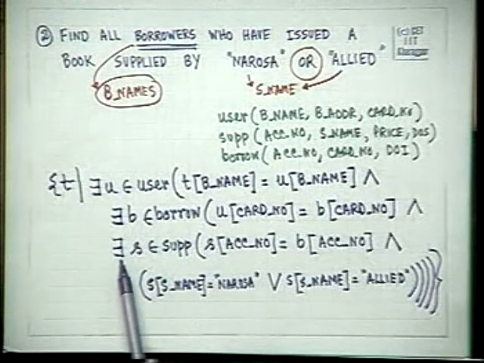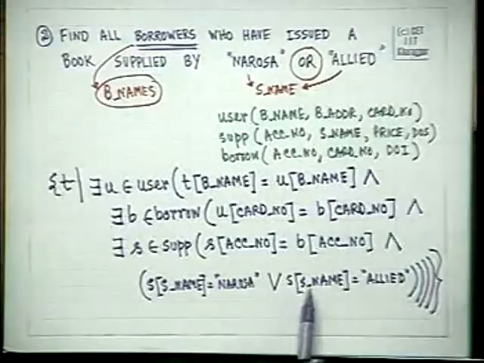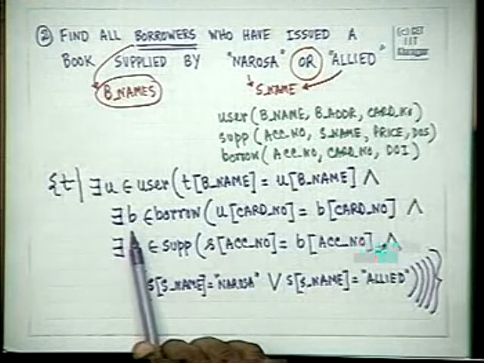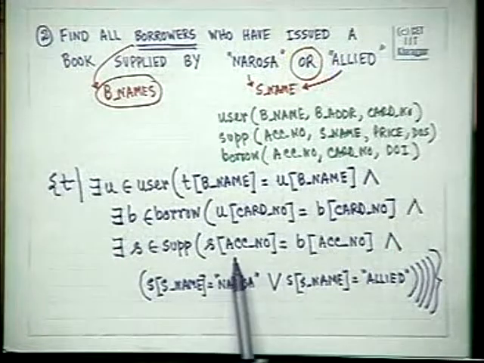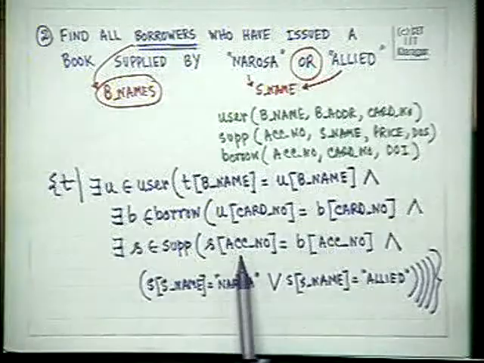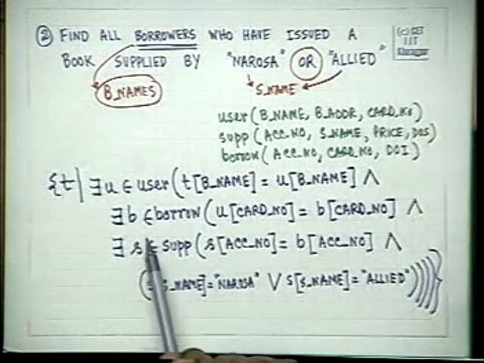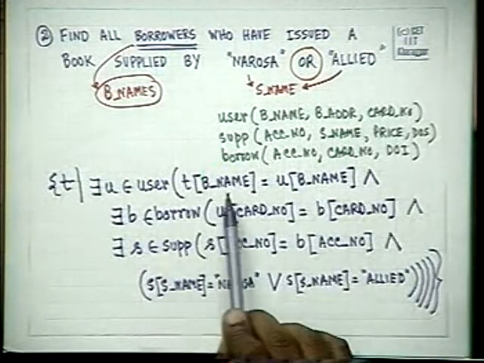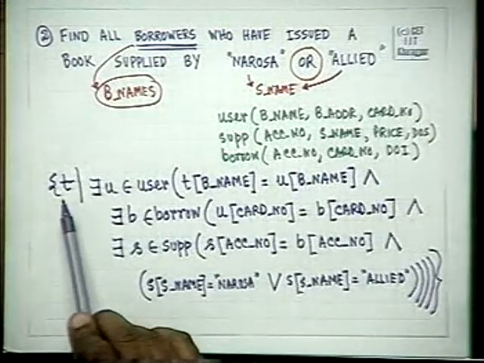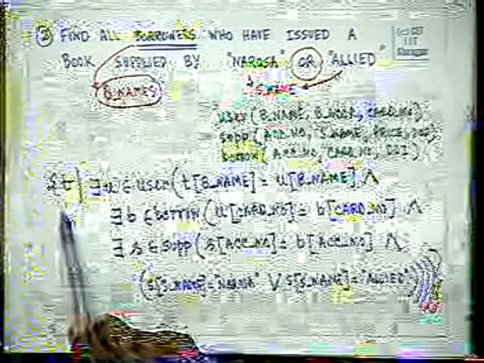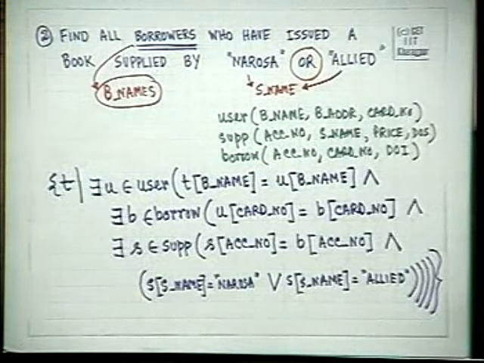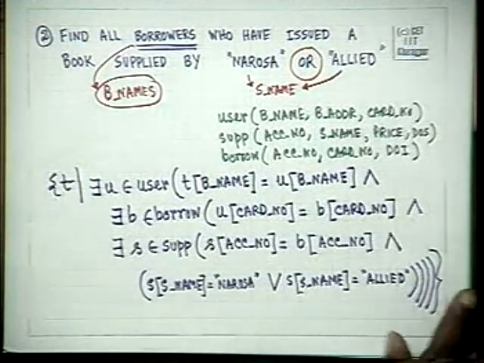We could have found out whether there exists a supplier who has got supplier name Narosa or supplier name Allied, for which there must exist something in borrow such that the accession number of borrow will be equal to accession number of this supplier, and there must exist a user whose card number will be same as the card number in the borrow relation, and the name of the user must be same as the name of the person mentioned in the required answer relation. So, I hope that this way we will be able to get the required query.